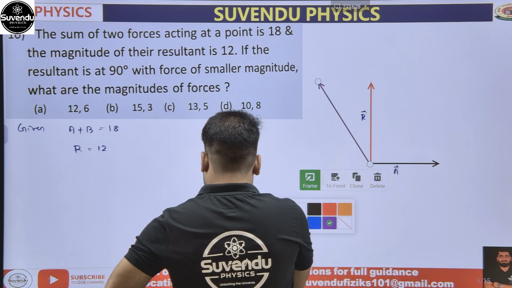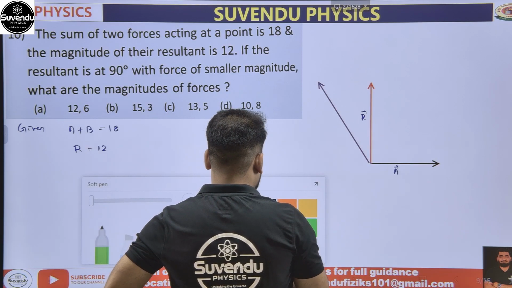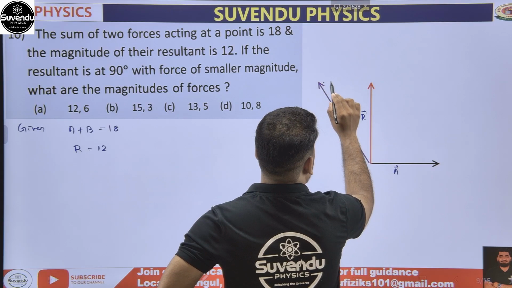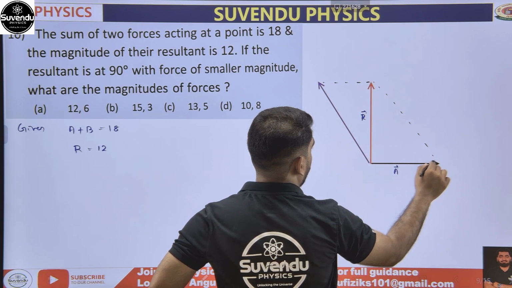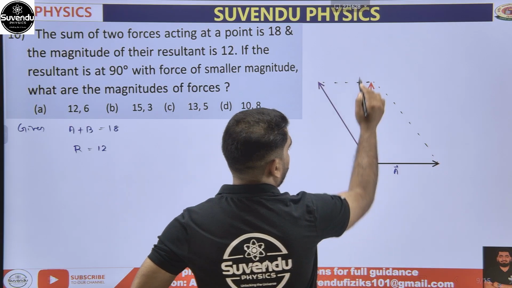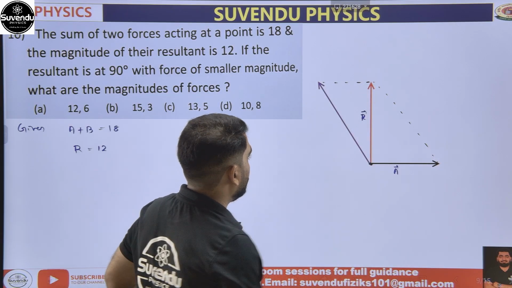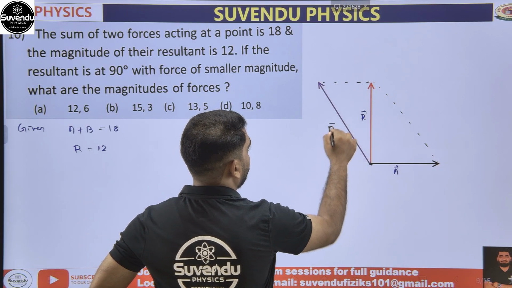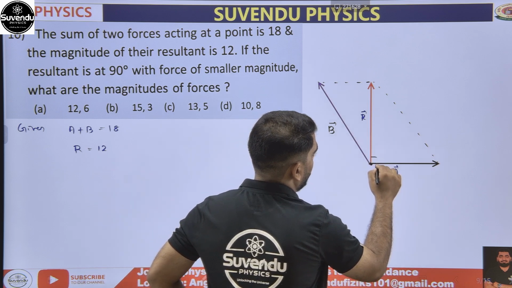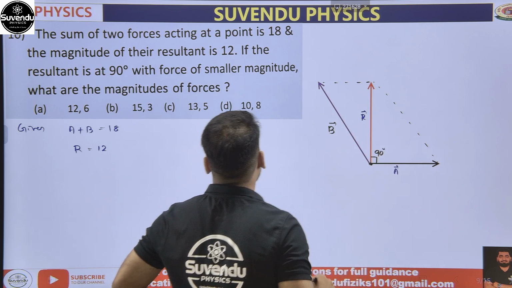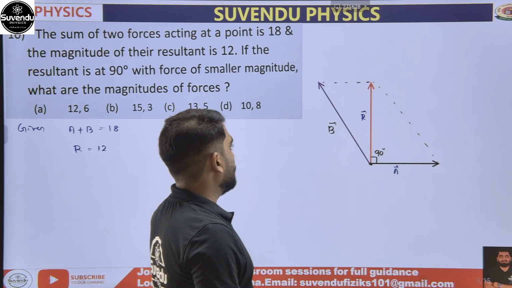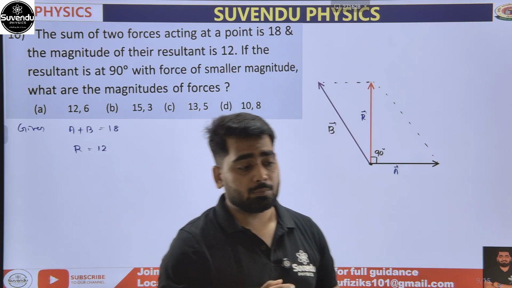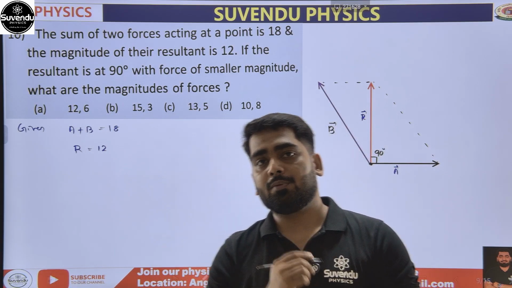Based on these two vectors, we will draw a parallelogram. Clear? Now the diagonal starting from their common tail point gives the resultant vector. This is our B vector, and this is mentioned as 90 degree. Okay, so the question is, what are the magnitudes of forces? That is, the individual values of A and B.